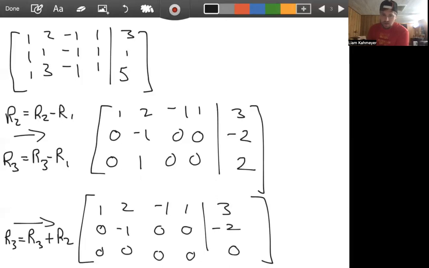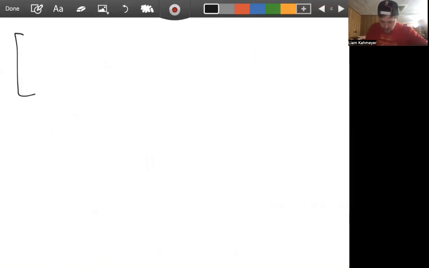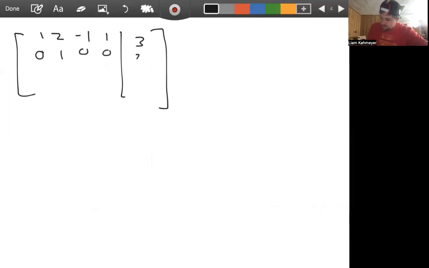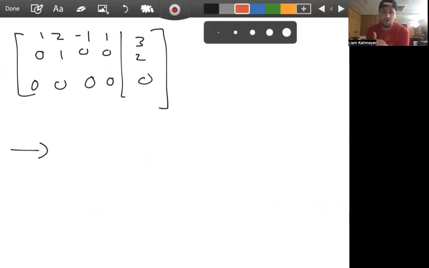Now, we could go one more step here, or a couple steps, to put this in reduced row echelon form. I'm going to go ahead and multiply through row 2. Let's say row 2 is now negative row 2. And so our matrix becomes 1, 2, negative 1, 1, 3, and then 0, 1, 0, 0, 2, and then 0, 0, 0, 0, 0. Okay. Well, now the last step here to put this in reduced row echelon form would be to say, what do we need to do, right? We have zeros below the pivot entries.